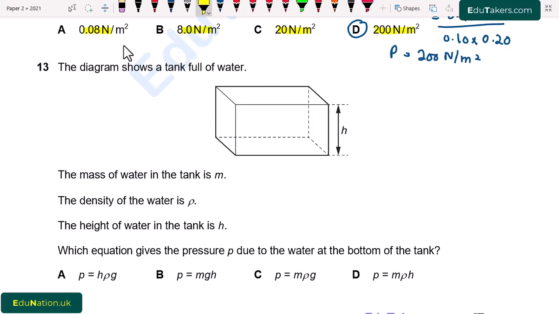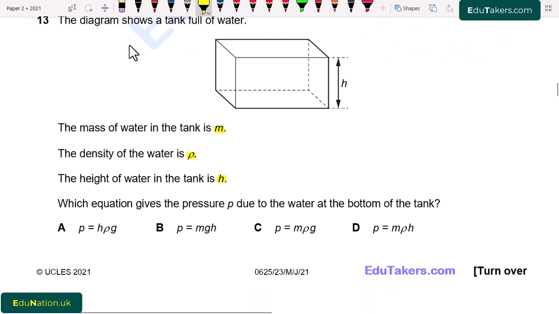Question number 13. The diagram shows a tank full of water. The mass of water in the tank is m. The density of the water is rho. The height of the water in the tank is h. Which equation gives the pressure P due to the water at the bottom of the tank? So here we have to tick the equation that describes the pressure due to the water at the bottom of the tank. This pressure is equal to the product of density, acceleration due to gravity, and height. So P is equal to rho gh.